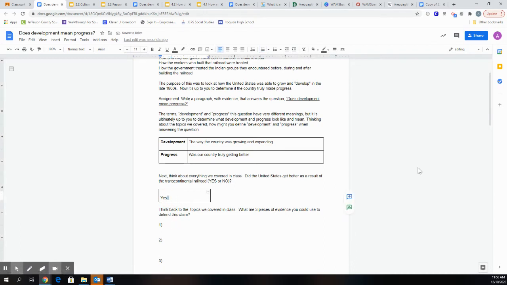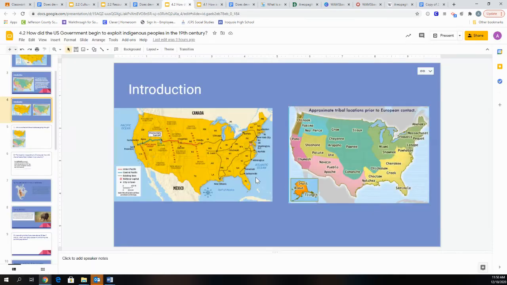Now, if you want to say that no, development does not mean progress, you can look back to, let's talk about here. There it is.